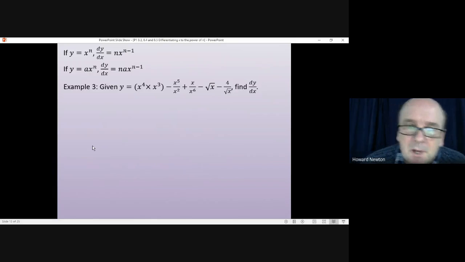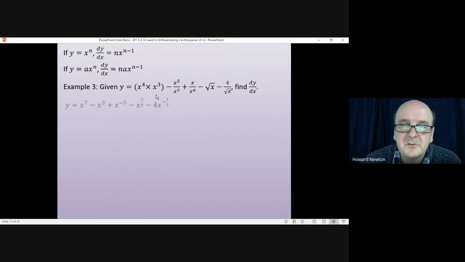Okay, so the hard work is really just tidying things up at the start. x to the 4 times by x to the 3, that will give me x to the 7. x to the 5 divided by x squared, that simplifies to x cubed. x to the power of 1 divided by x to the power of 6, you do 1 minus 6, which gives me x to the power of minus 5. Root x, we'll write that as x to the power of a half, because then it's in this form. And minus 4 divided by root x will be minus 4x to the minus a half, because we've got a reciprocal, and a half because we've got square root.